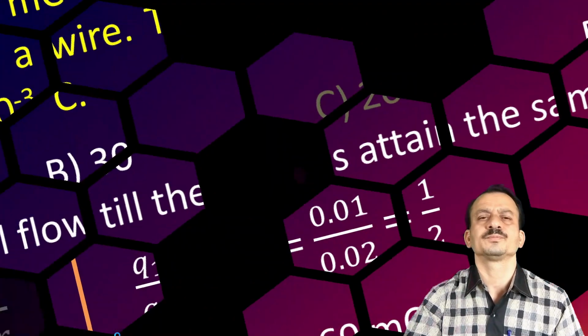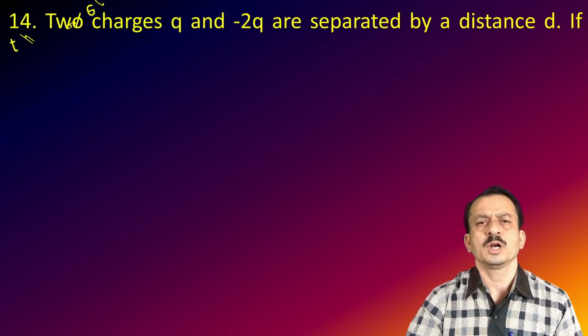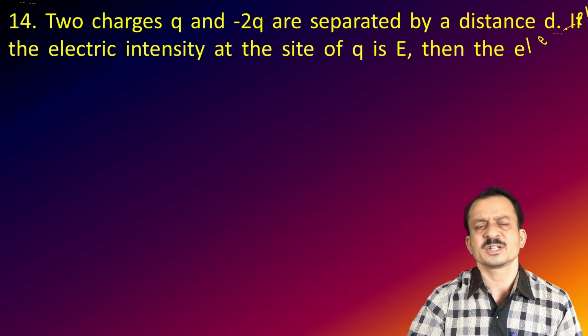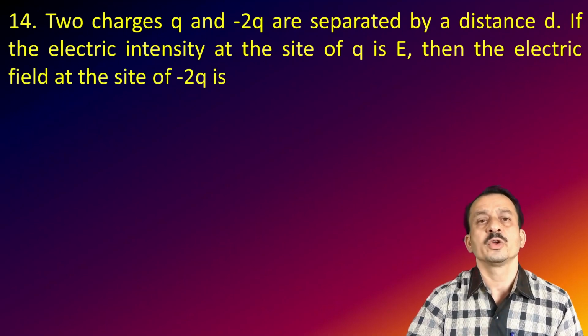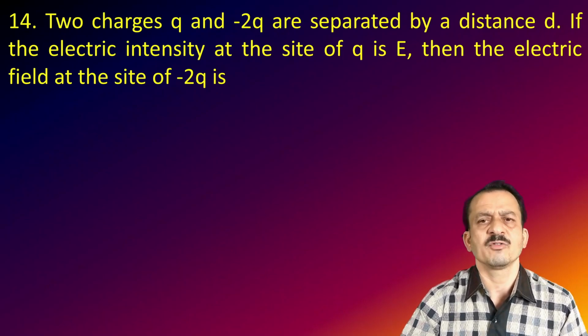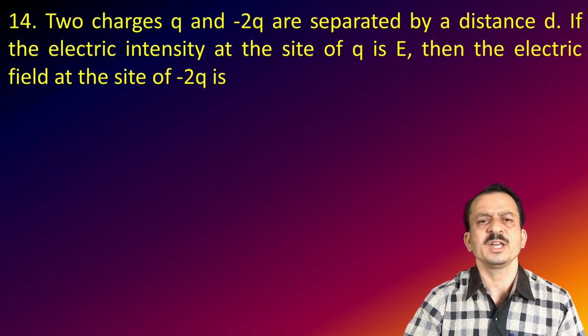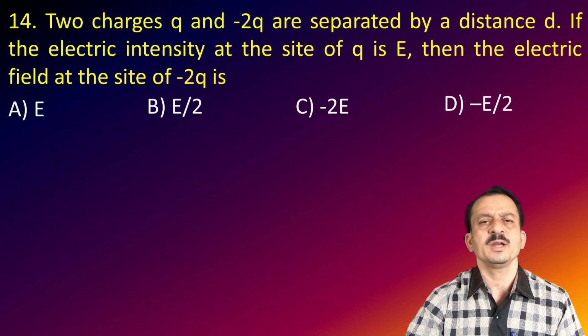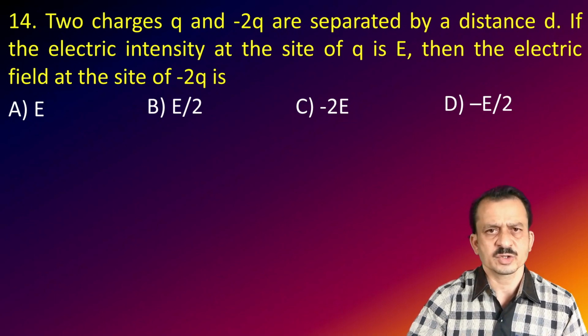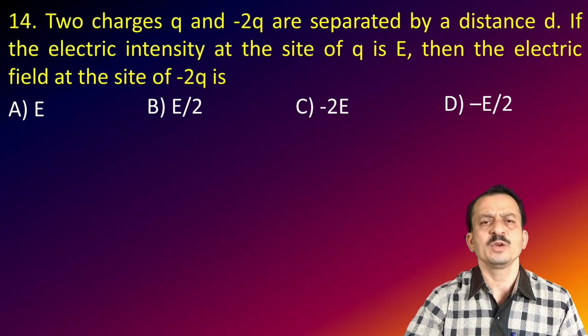Next problem. Two charges Q and minus 2Q are separated by a distance D. If the electric intensity at the site of Q is E, then the electric field at the site of minus 2Q is: A, E; B, E by 2; C, minus 2E; and D, minus E by 2.